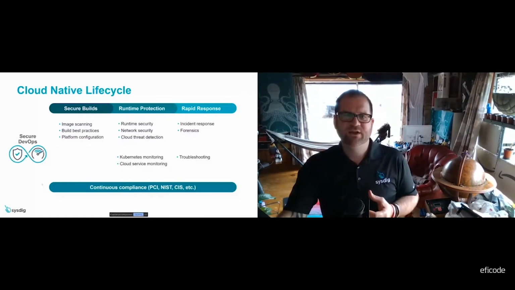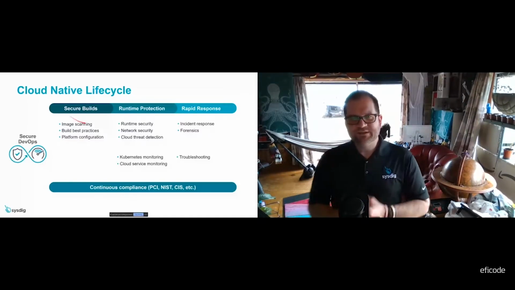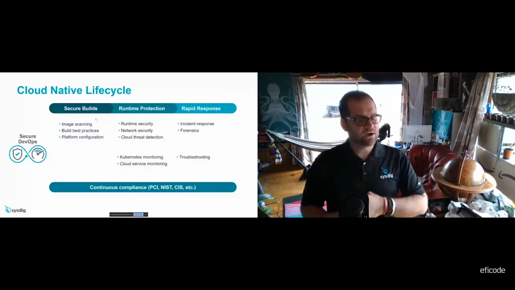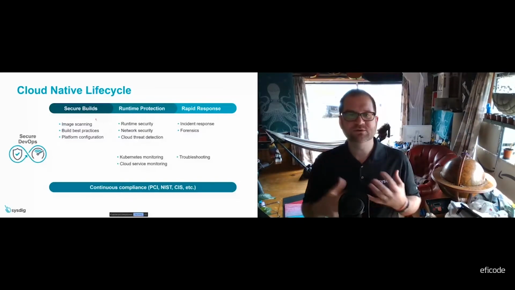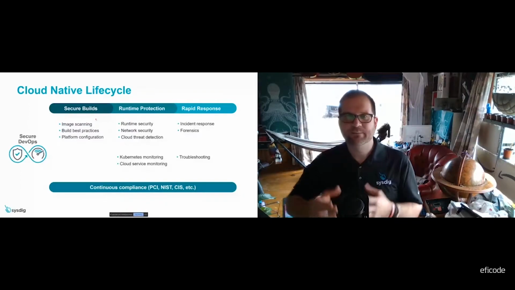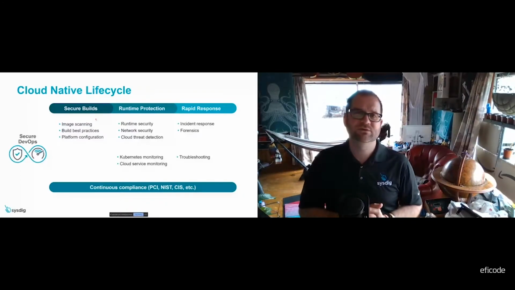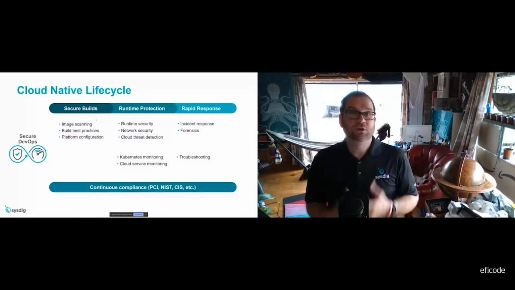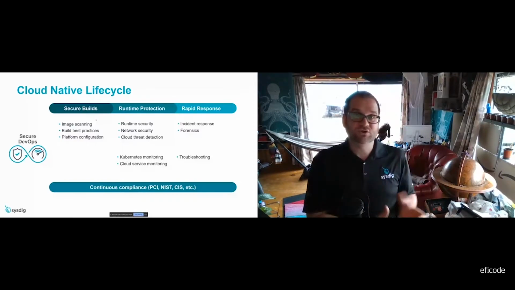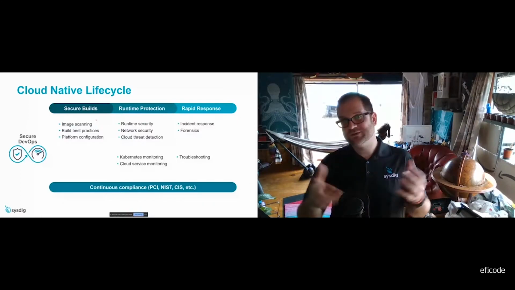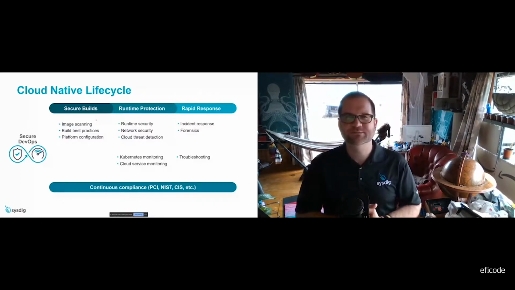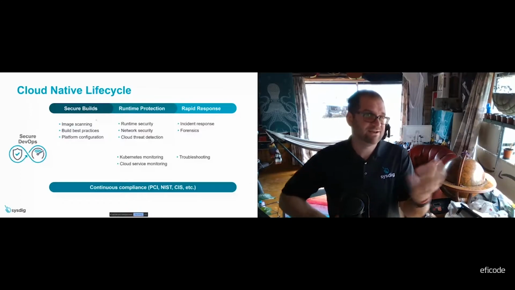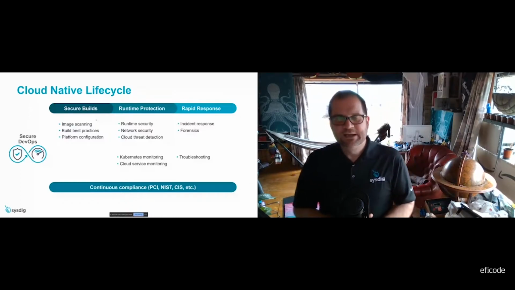You've got the build side of things, and this is where you're doing image scanning, obviously for vulnerabilities, but you're also looking at build best practices here. You're also looking at the platform configuration. So in a Kubernetes world, have you actually configured Kubernetes in the most optimal way? Are you exposing, as we saw from Tesla in the past, your management console with no RBAC directly to the internet? These sort of things.